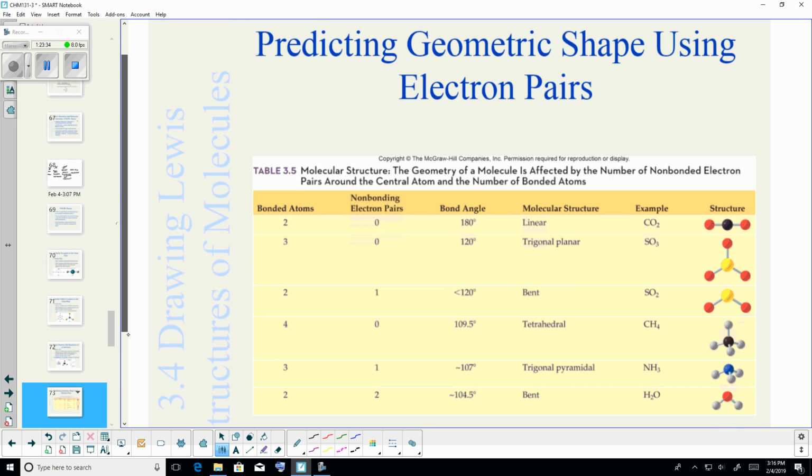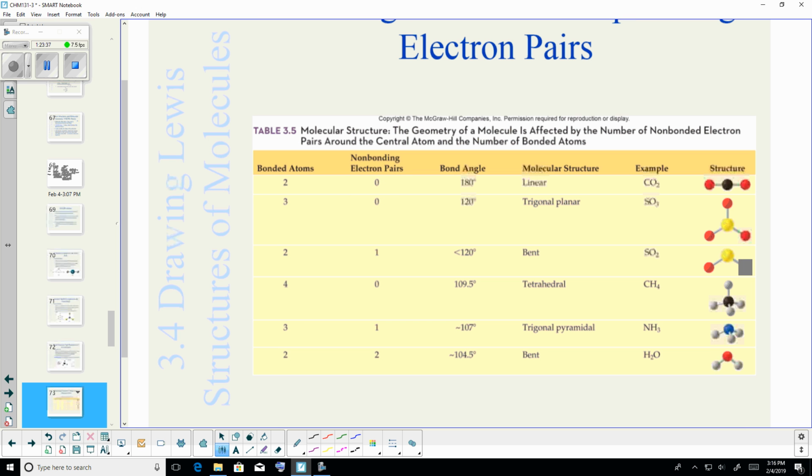So this chart tells you, if you look at the central atom, and there are two bonded atoms, no lone pairs, it's 180 degrees, it's linear. Carbon dioxide is an example of that. Three bonded atoms, no lone pairs, it's trigonal planar. Two bonded atoms, one lone pair, it's bent.